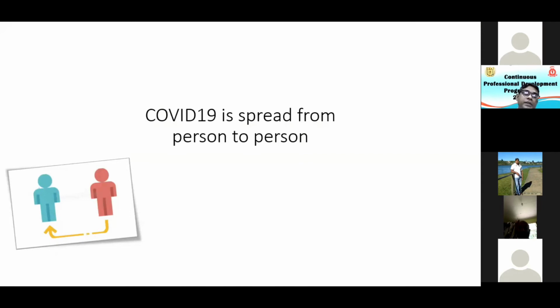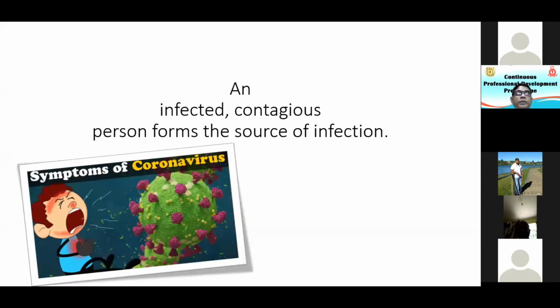COVID-19 is spread from person to person. It is not a zoonotic disease. It is not any other type of disease. It is a disease which transmits from person to person. An infected, contagious person forms the source of infection.